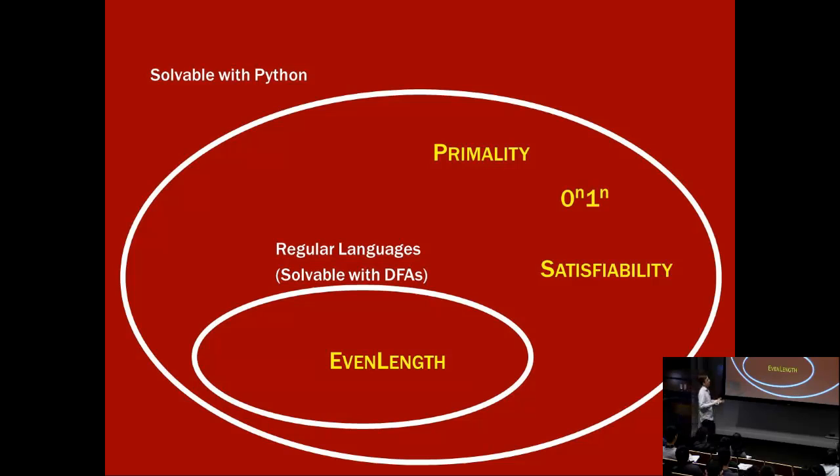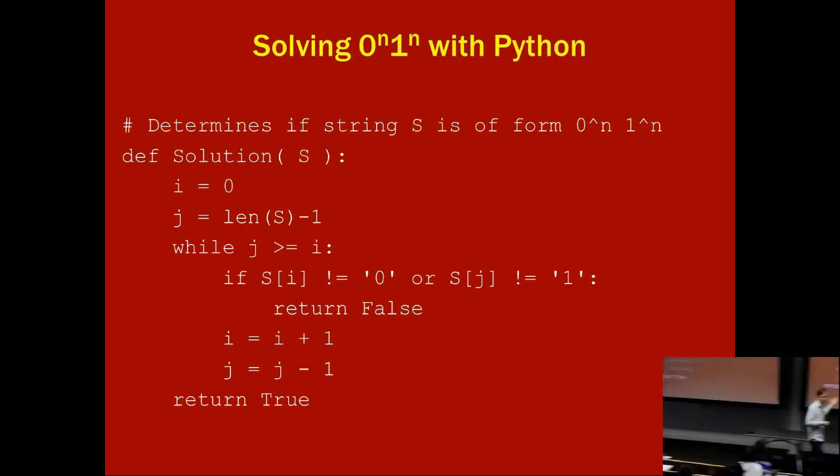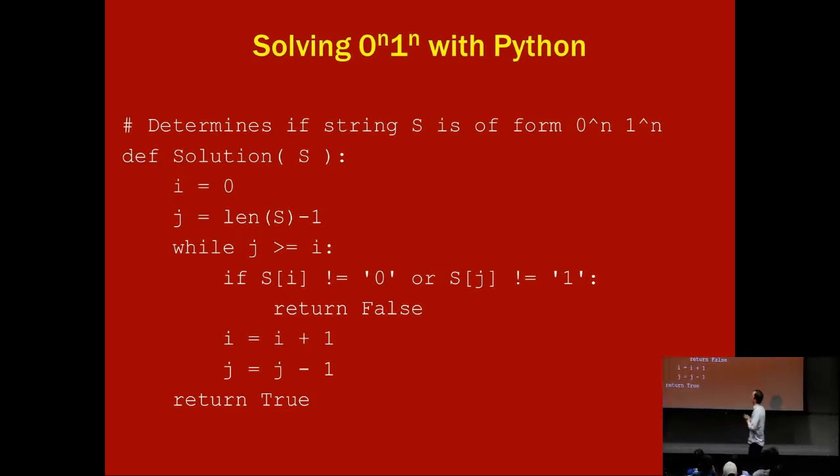Let's take this 0 to the n, 1 to the n, because it's probably the easiest. There it is. It's an algorithm, right? I constructed this by myself, but I didn't test it. I hope it's correct. But even if it's wrong, I think you can be convinced that you can tell if a string, the input to a function in Python, has equally many ones and zeros.